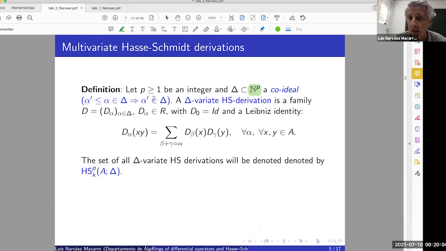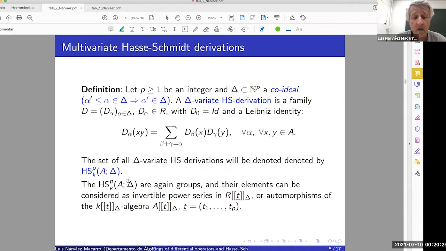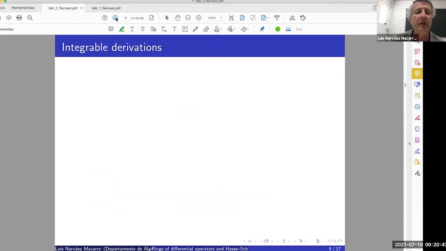So you define a Hasse-Schmidt derivation with respect to this data in the same way, exactly in the same way. Everything makes sense. And you obtain a set, the delta-variate Hasse-Schmidt derivations. And they can be understood also as power series or automorphisms in the same way as in the univariate case. And they are again groups, okay? They are again groups in the same way. So this is a definition that is not classical, but it is exactly a straightforward generalization of the univariate case.